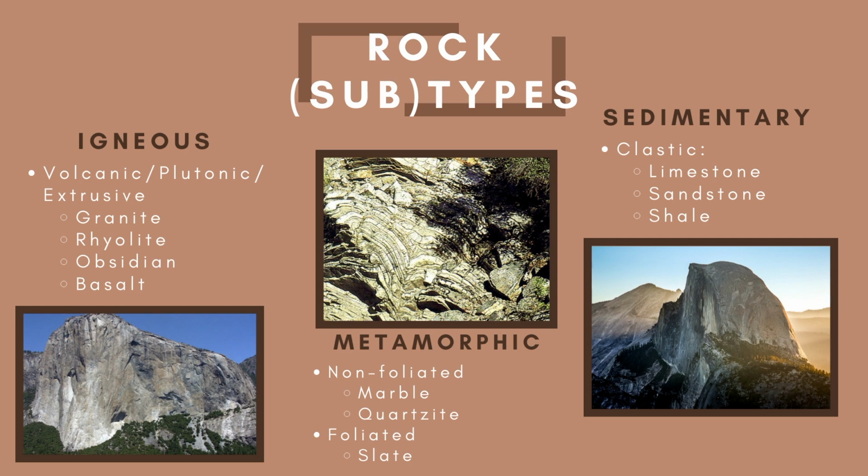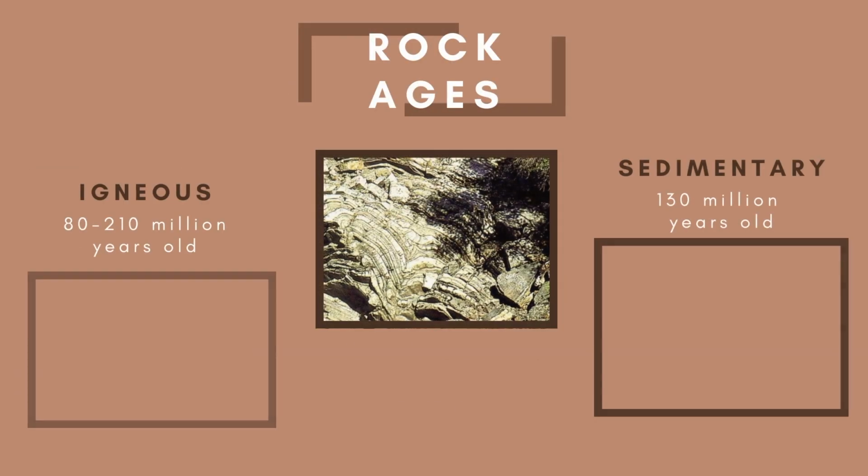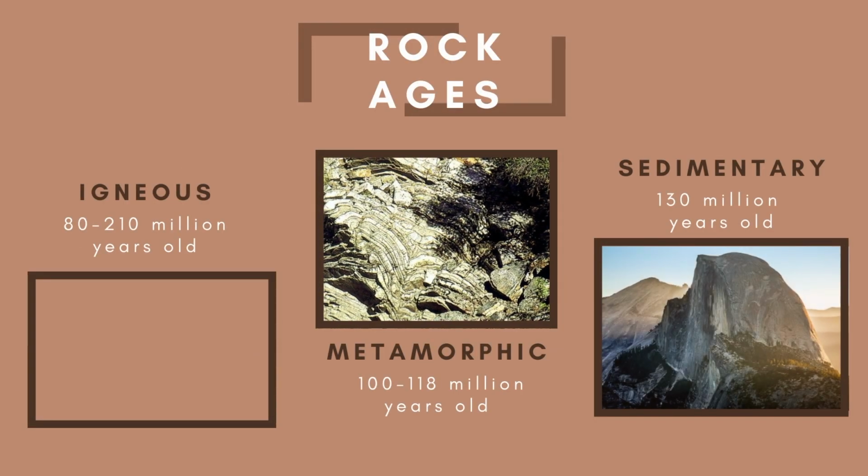Last but not least, we have sedimentary rocks. Although the majority of the type was metamorphosed, the area used to be covered in clastic rocks such as limestone, sandstone, and shale. Now let's take a look at when exactly these rocks were formed.